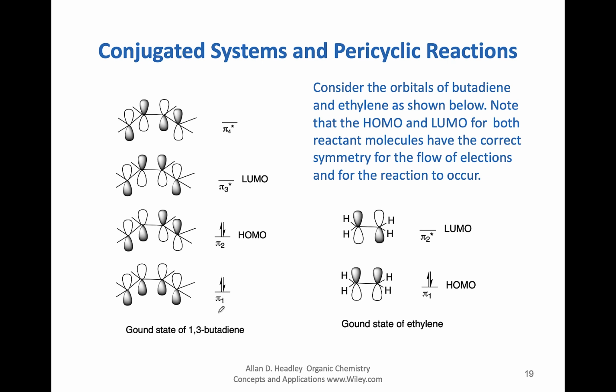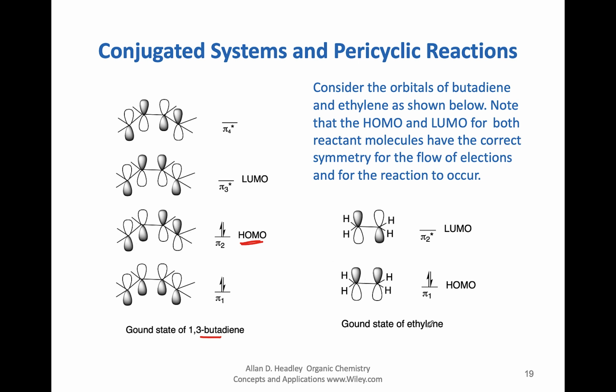Another way we can represent them is pi 1, pi 2, pi 3, pi 4. As you can see here, there are 4 electrons. So we have 2 electrons in pi 1 and 2 electrons in pi 2. This would be the HOMO for our butadiene, because that's the highest occupied molecular orbital. This would be the LUMO, or the lowest unoccupied molecular orbital. What I want you to concentrate on is the phasing here.